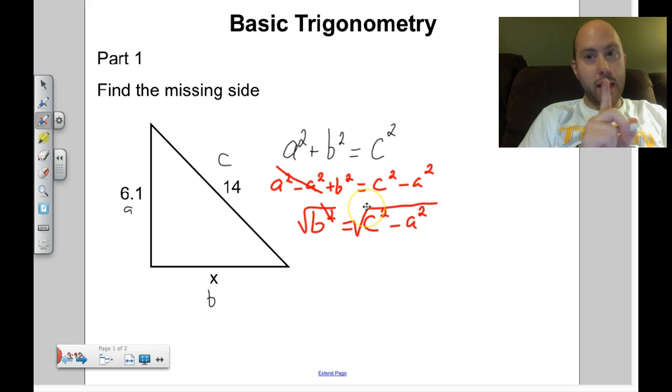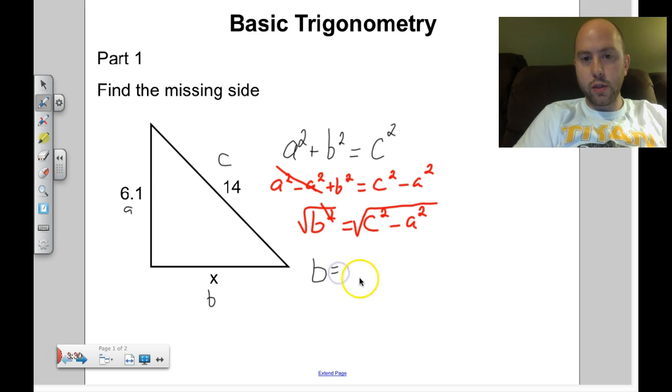The square root and the square on b squared cancel. Now be careful: do not cancel the squares inside c squared minus a squared. The square root does not cancel this square and this square. Don't do that. Very naughty. Here's my equation: b equals the square root of c squared minus a squared. Technically, this should be in parentheses, which is why I don't cancel the squares there.